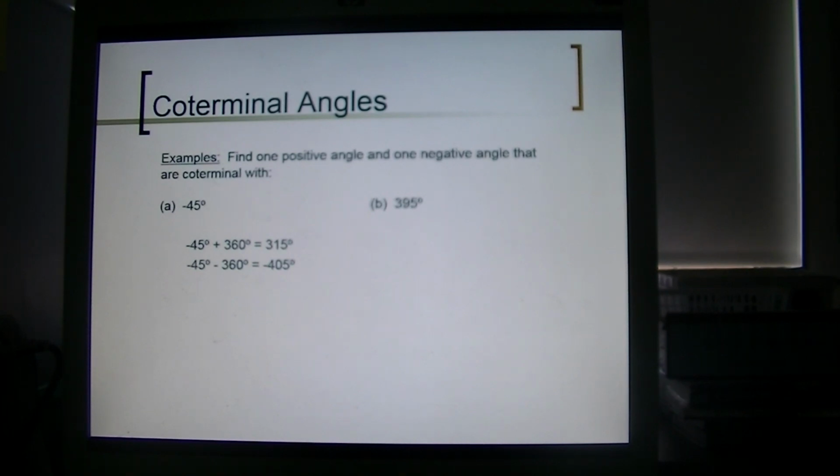I would like you to try letter B. And again, I would like one positive and one negative coterminal angle. Letter B, 395 degrees. Find a positive coterminal angle and find a negative coterminal angle.